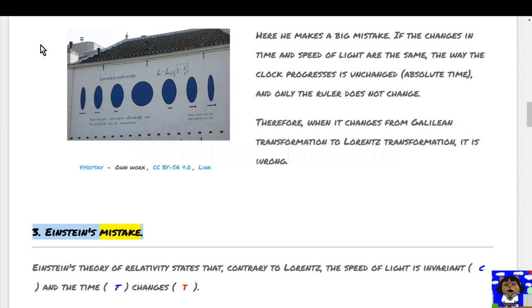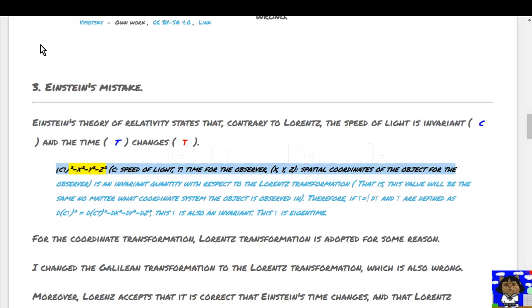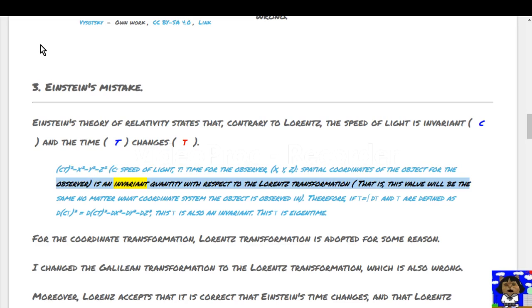3. Einstein's mistake. Einstein's theory of relativity states that, contrary to Lorentz, the speed of light is invariant, c, and the time, t, changes, τ. (ct)² − x² − y² − z², where c is the speed of light, t the time for the observer, and x, y, z the spatial coordinates of the object for the observer, is an invariant quantity with respect to the Lorentz transformation.